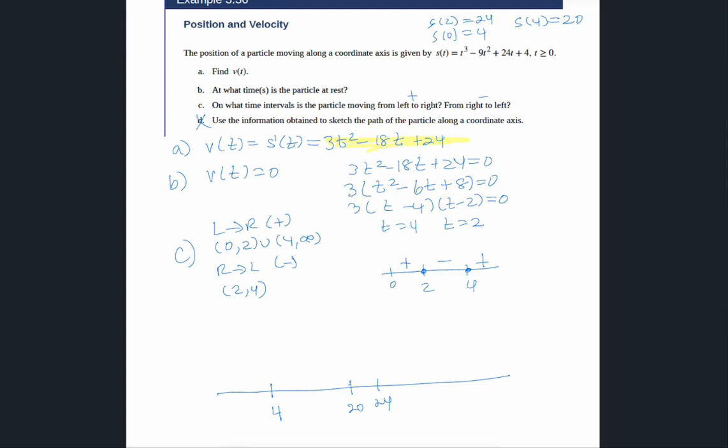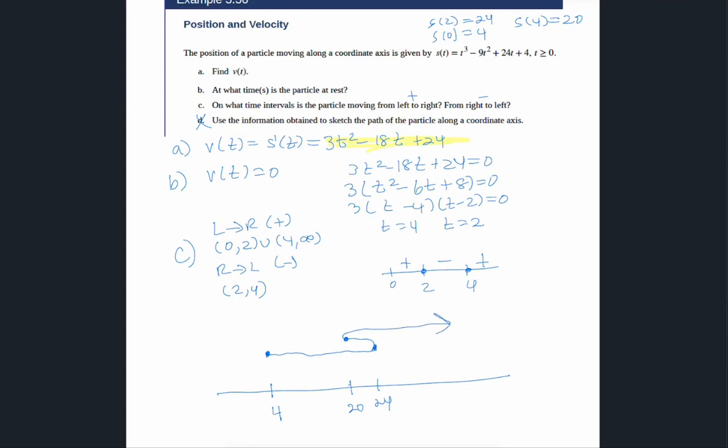again, don't make this harder than it has to be. So at time 0, I'm at 4 feet, 4 miles, they didn't say. I'm at 4 units. And then at time 2, I am now at 24 units. And that whole time I was progressing in a positive way. But then at time 4, I went backwards somehow and got to 20 units. And then for the rest of the life of the thing, I'm going to be going forward again.